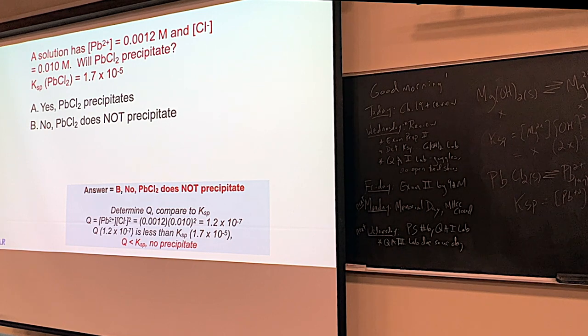And Alfonso could do the same thing for chloride. He could take KSP divided by lead, square root of that. That would tell you the chloride needed. And that number, whatever it is, would be bigger than this number right here. So pick whatever way you want.